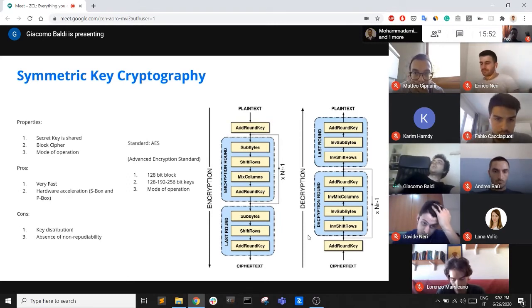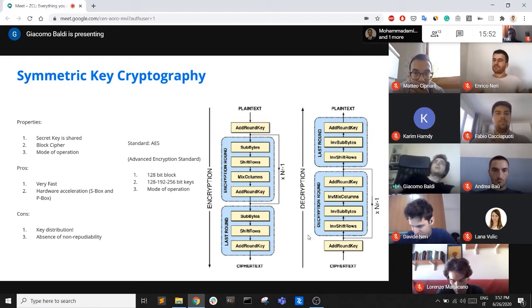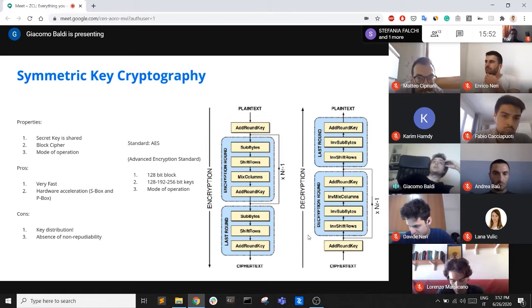If you do this a lot of times, and if you add dependency between the key and the message and whatever, you obtain a symmetric key cryptography algorithm, which is difficult to invert, to obtain the message or the plain text from the ciphertext if you don't know the secret key.